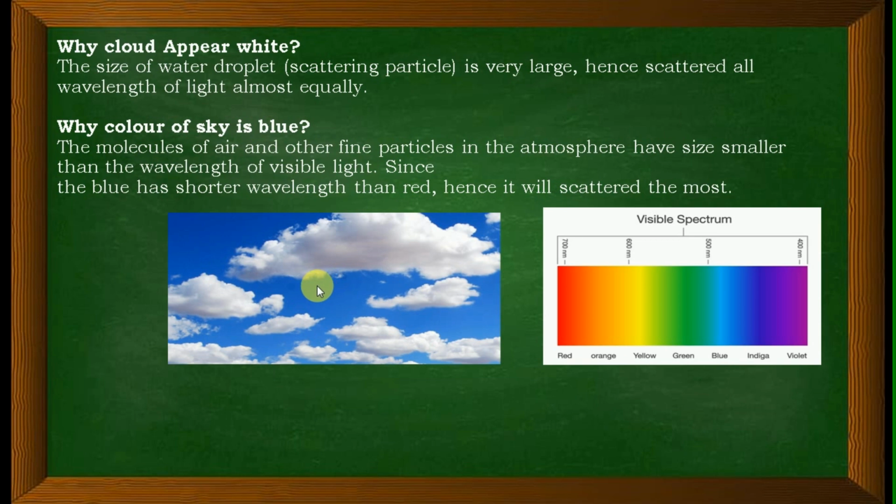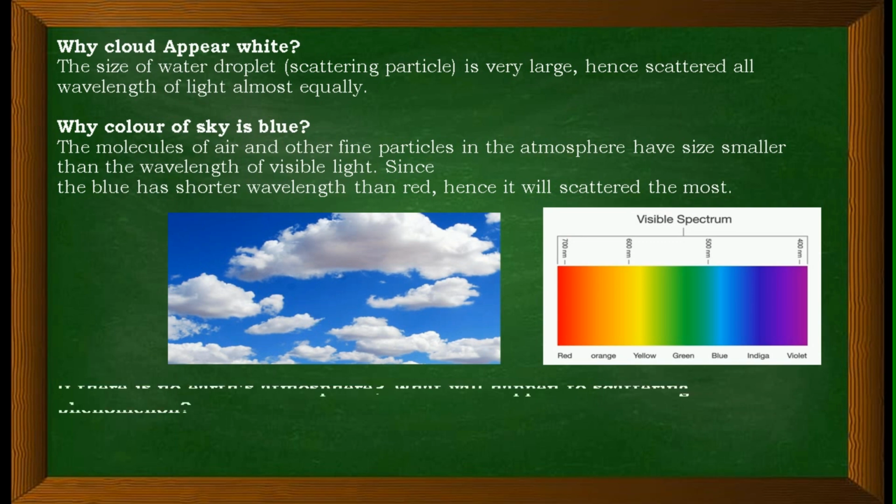So what is my answer? The molecules of air and other fine particles in the atmosphere have a size smaller than the wavelength of visible light. Since blue has shorter wavelength than the red, hence it will scatter the most. Clear? So this is the concept of why the color of sky is blue.